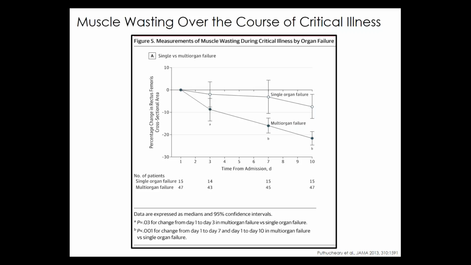And so what you can see is patients with multiple organ failure here in the dark circle have a steep rate of muscle loss, losing just under 10% of that cross-sectional area within the first 3 days of ICU admission and almost 16% by day 7 post-ICU admission. So I think a take-home message from this slide is to really emphasize both how fast and how early muscle wasting occurs relative to the onset of critical illness and ICU admission.